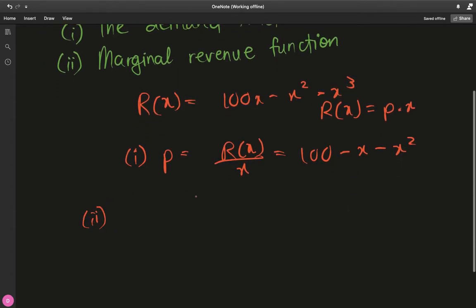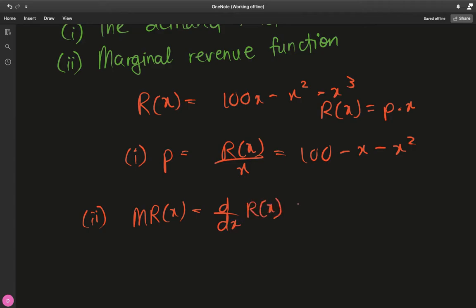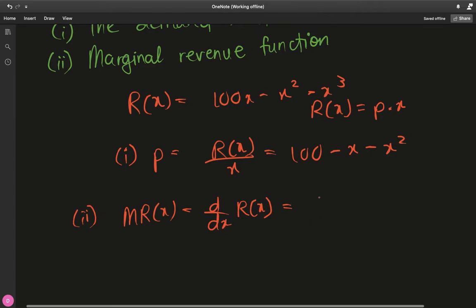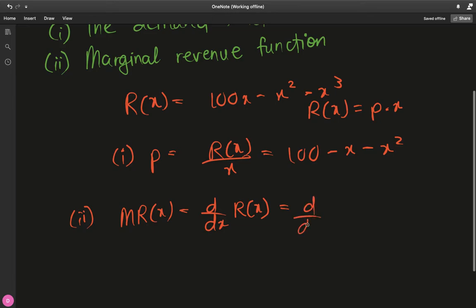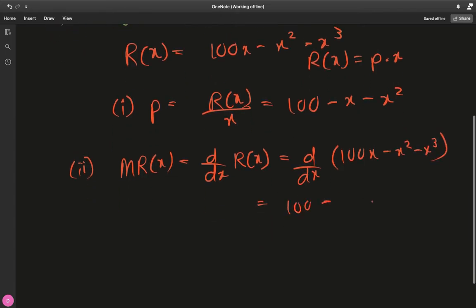For the marginal revenue function, MR of x is by definition the derivative of the revenue function with respect to x. So we need to differentiate 100x minus x squared minus x cubed with respect to x. So we get 100 minus 2x minus 3x squared. Yeah, that's pretty much it.